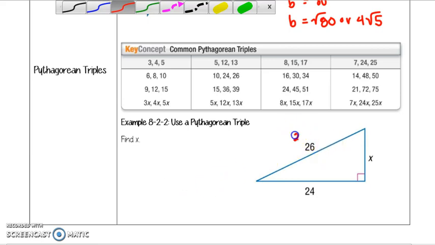So this one is actually 2 times 13. This one is actually 2 times 12. So we have kind of a 12, 13, and then the other leg would have to be 5. Well, it would be 2 times 5, which would be x is 10. And you could again solve with Pythagorean theorem, but see how quickly we were able to solve that by recognizing some Pythagorean triples. It can go a little bit quicker.